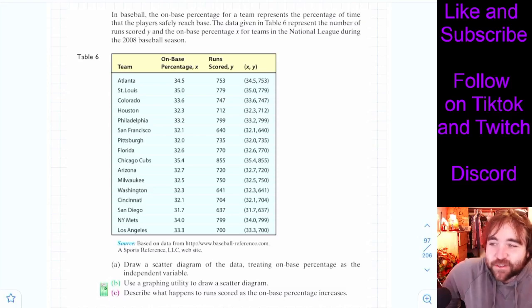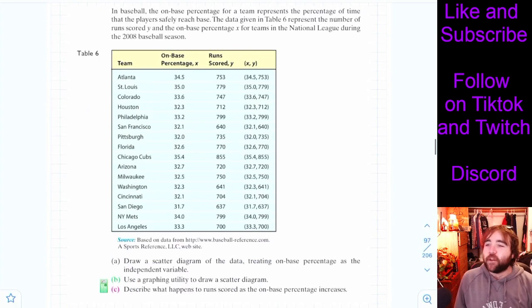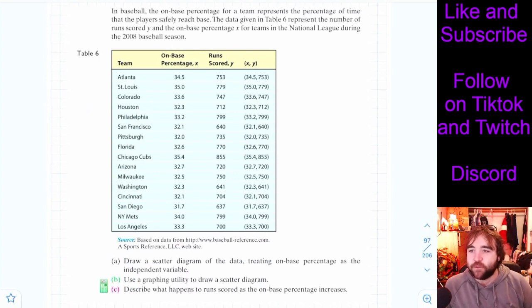So we got an interesting little stats section here. They're starting off, giving us all this data. Let's read it. In baseball, the on-base percentage for a team represents the percentage of time that a player safely reaches the base. The data given in Table 6 represent the number of runs scored, Y, and the on-base percentage, X, for teams in the National League during the 2008 baseball season.